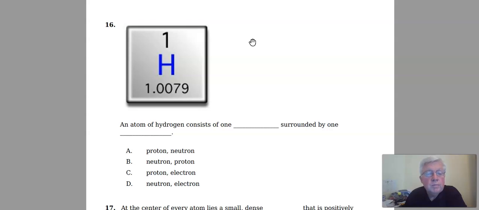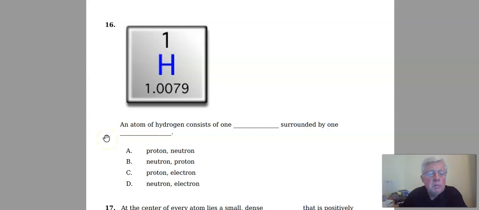So this tile has an atomic number of 1. That tells me it's got 1 proton. Its symbol is H, and I know from experience that that means it's hydrogen. And down here is its real mass, which is 1.0079. I know that's not very close to 2, so its atomic mass number is going to be 1. So now let's read the question. If its atomic mass number is 1 and it's got 1 proton, how many neutrons does it have?